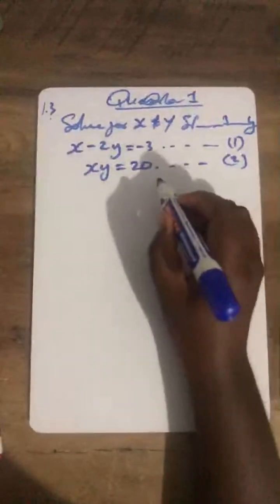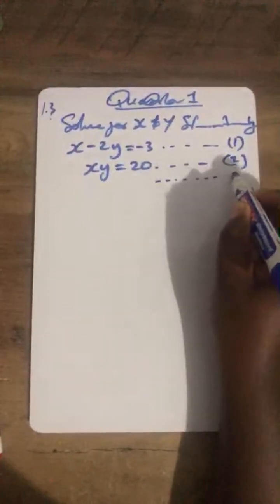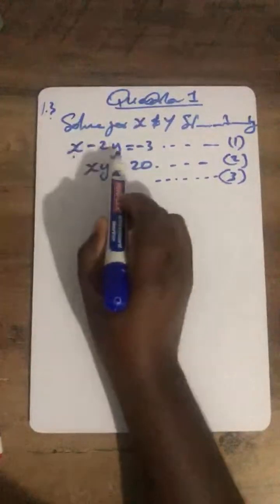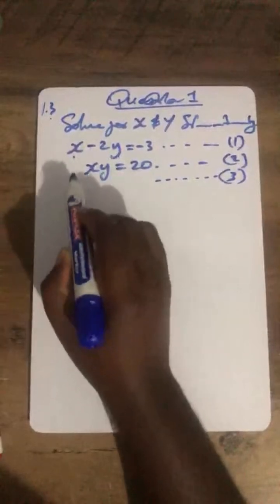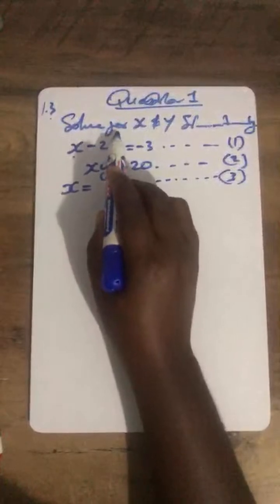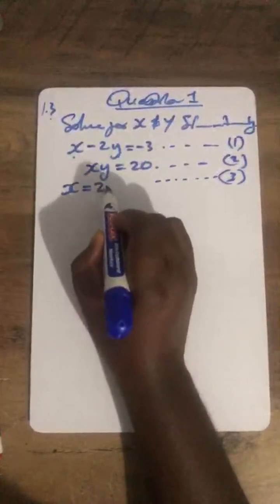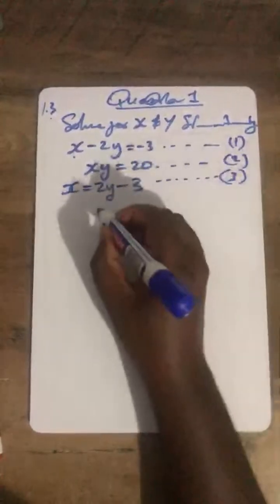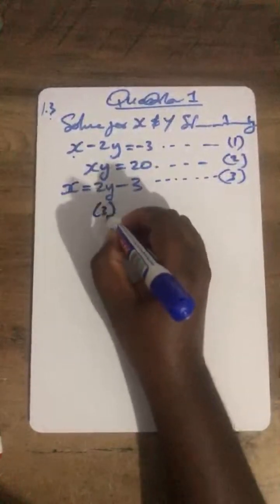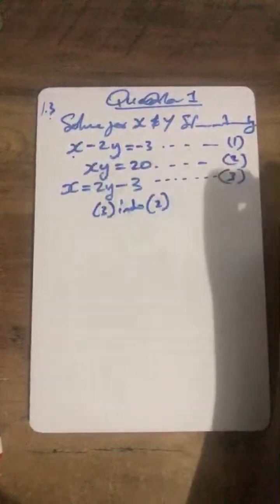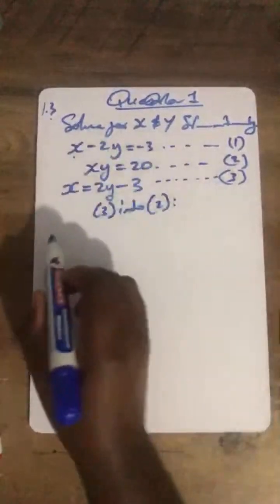So on this one, the most important step, being the first step, is to derive equation number 3. How do you derive that? You look for x or y that you can make the subject of the formula. It's easy here to make x the subject because you take the 2y to the other side. It changes sign and becomes +2y, and then you have -3 there. Then you're going to take equation number 3 and substitute it into equation number 2.